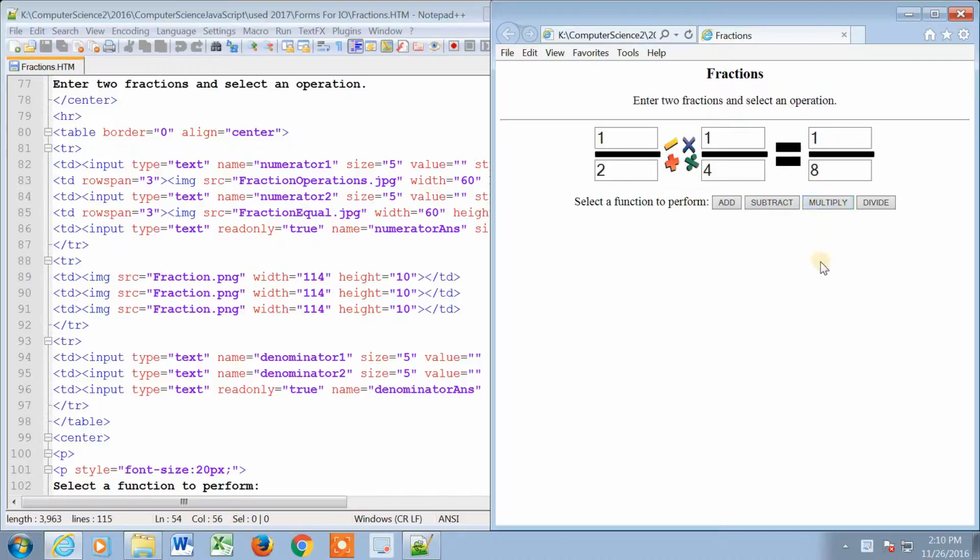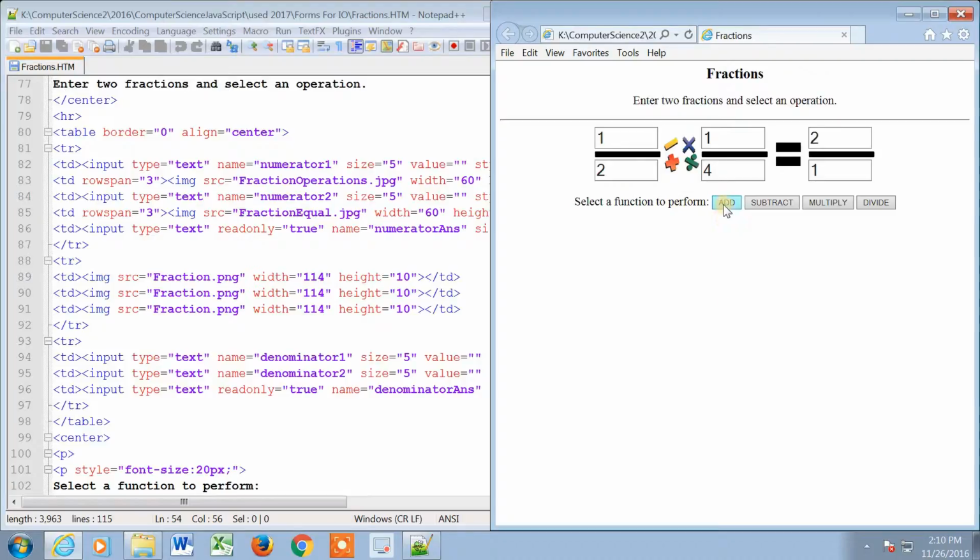I can multiply. You know, of course, to multiply fractions you just go straight across: 1 times 1 across the numerator, 2 times 4 across the denominator. And of course dividing is the same thing as multiplying by the reciprocal of this. So this would be multiplying by 4 over 1, which would give me 4 over 2. And in fact, the program that you're writing needs to simplify fractions at the end.